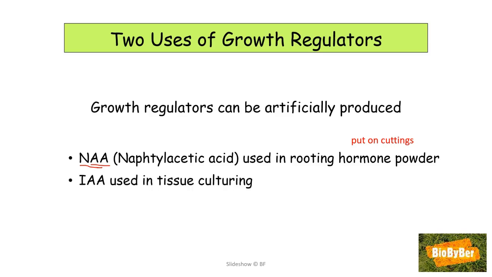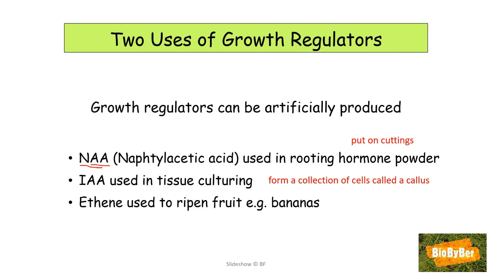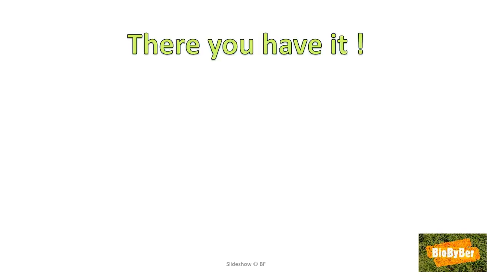IAA can be used in tissue culturing. You might recall when we covered tissue culturing or micropropagation that if IAA was added to the nutrient medium, it would promote the formation of a collection of cells called a callus. And ethene is used to ripen fruit. For example, bananas. Bananas are picked green, sprayed with ethene, and are ripened by the time they arrive in the shops. And there you have it.